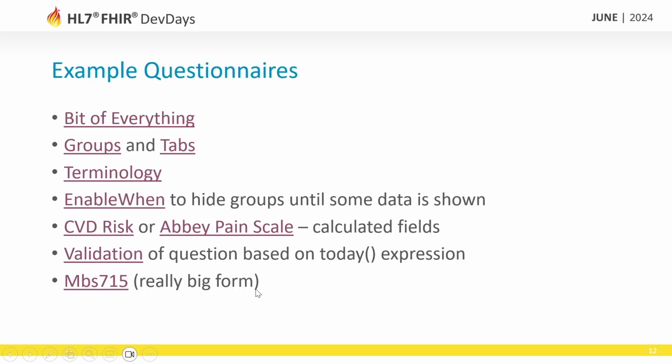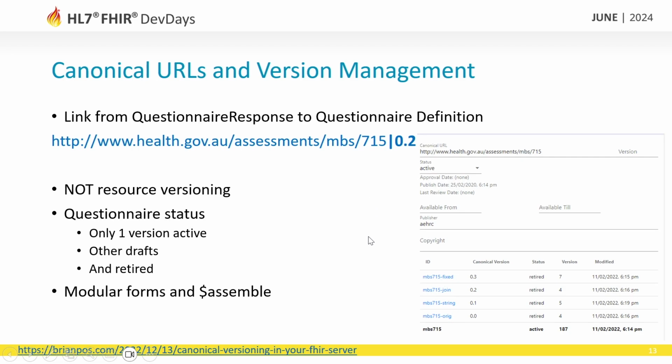Excellent. So, canonical URLs and version management. So this canonical URL, we look at the base URL here. It's just the URL which is referencing this specific form definition. And then on the end here, that vertical pipe 02, that's the business version, so not a resource history, where update, update, update are little resource versions. This is the canonical version or business version of that.